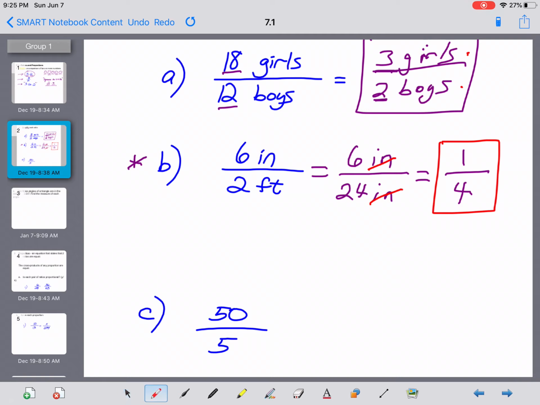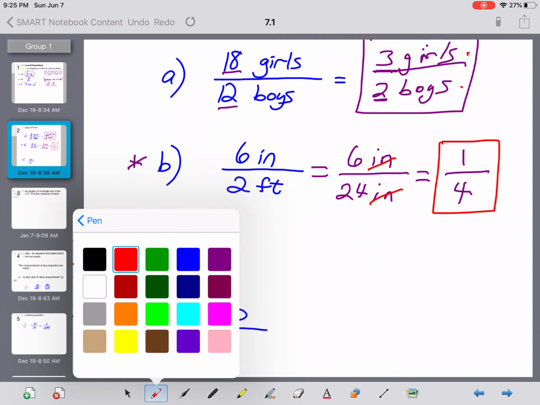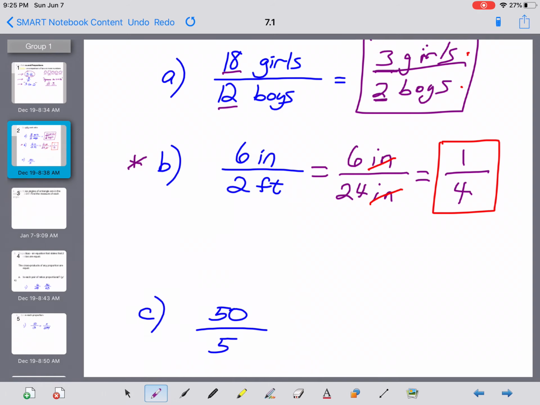And I wanted to take just a second and talk about what to do in a case like this in example C. When you've got something like 50 over 5, you could just type this into your calculator, but again, we're just looking for a greatest common factor. The GCF of 50 and 5 is 5, but really we should be reading this just as a division problem. 50 divided by 5 is, of course, just 10.